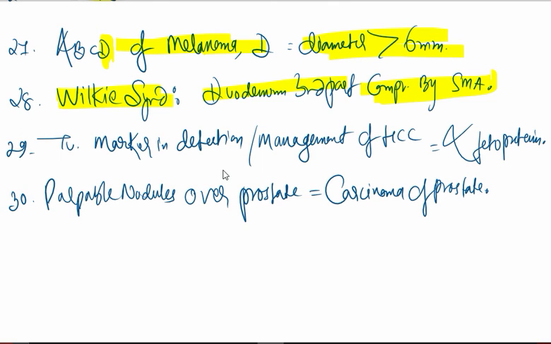Next condition is the tumor marker in detection and management of HCC, hepatocellular carcinoma. This is alpha fetoprotein. Next and last, palpable nodules over the prostate. It indicates carcinoma of the prostate.